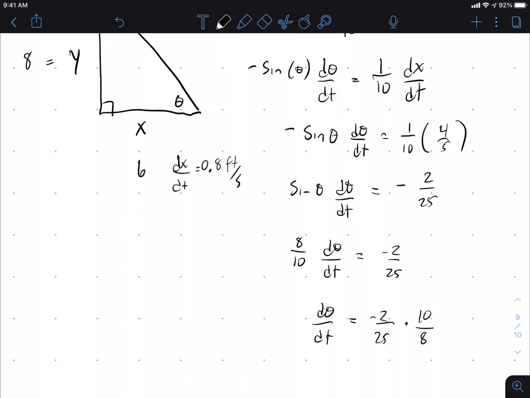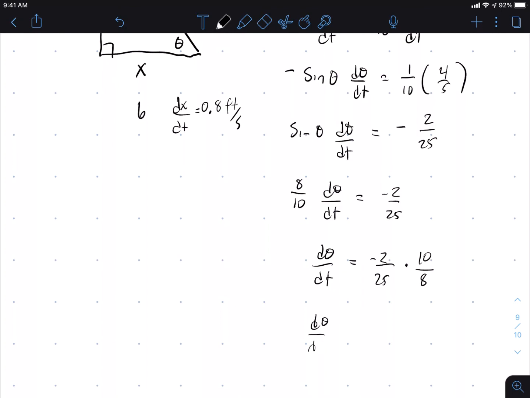No, I should have reduced it. Oh well. What's that going to be? 5 will cancel. That will become a 2, that will become a 5, that will become a 1, that will become a 4, and I get a negative. Oh, I can even reduce more. Is that a negative 1/5? 1/10.